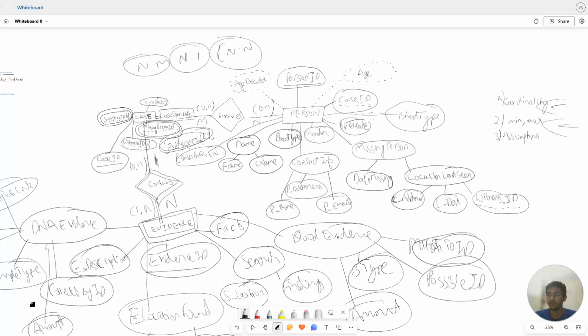A person could be involved in multiple cases. He could be a suspect in one case. He could be a witness in another case. Being a suspect and a witness in the same case is highly unlikely, but it's still possible. It could be unlikely that he's a suspect and a missing person also, or a missing person and a witness also. But still, we make sure we have that information.